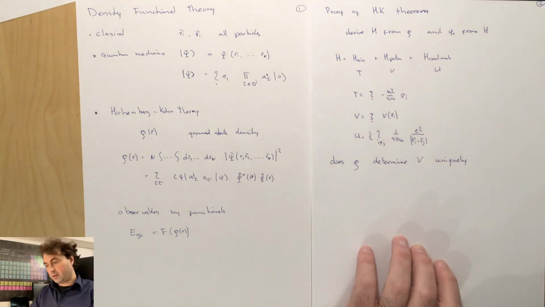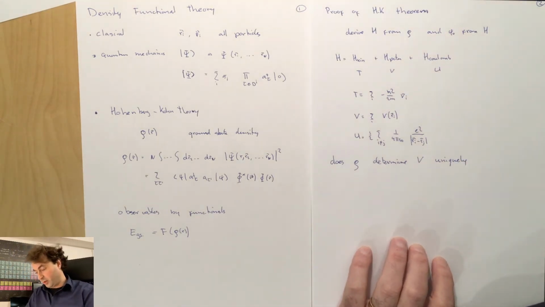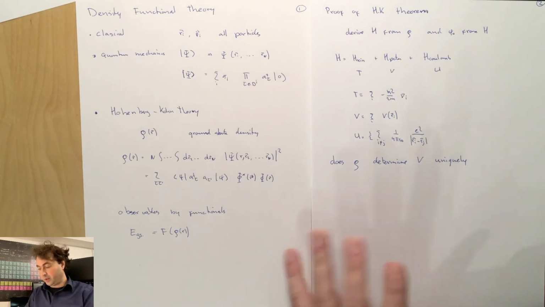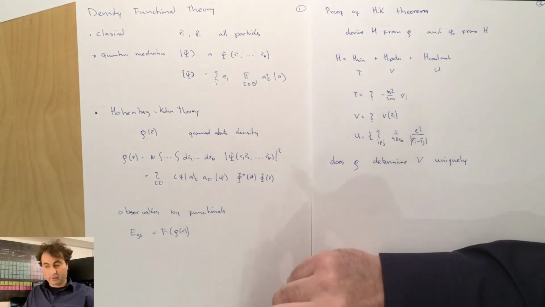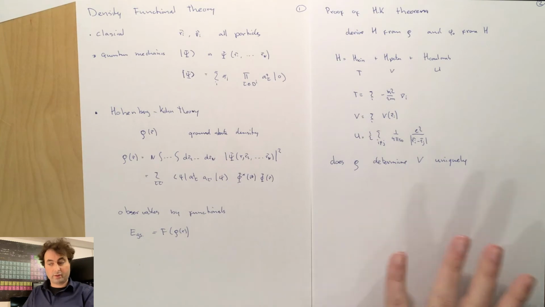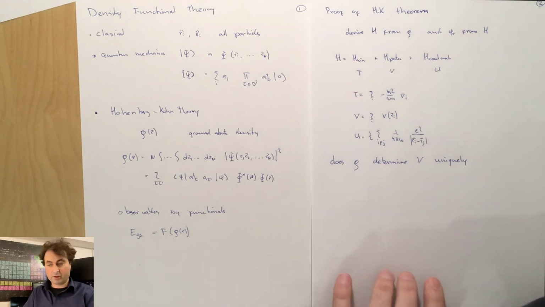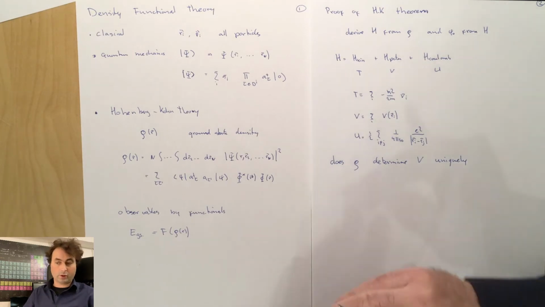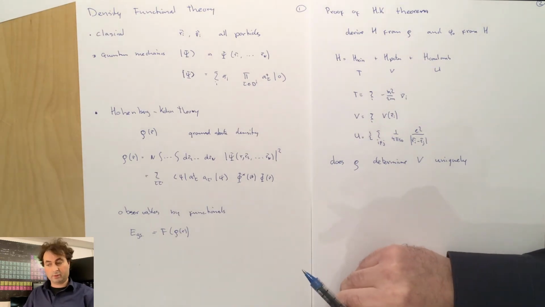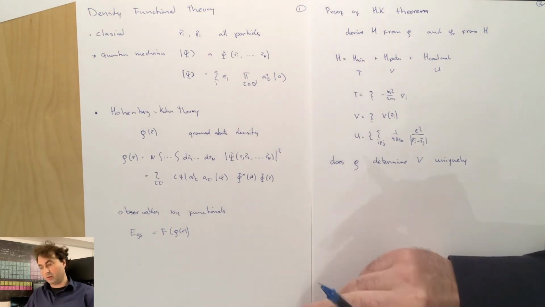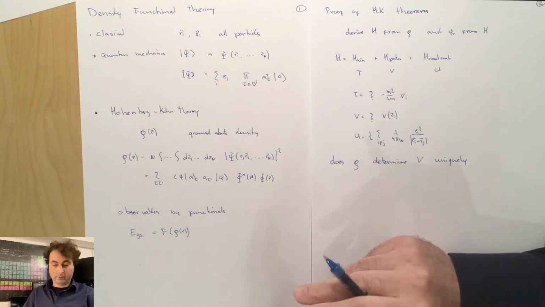And the way we do this is by contradiction. So we're going to assume that we have a single density that can represent two different wave functions with two different potentials and therefore two different energies. And we'll show that as long as these energies or potentials are different, you will get a contradiction.